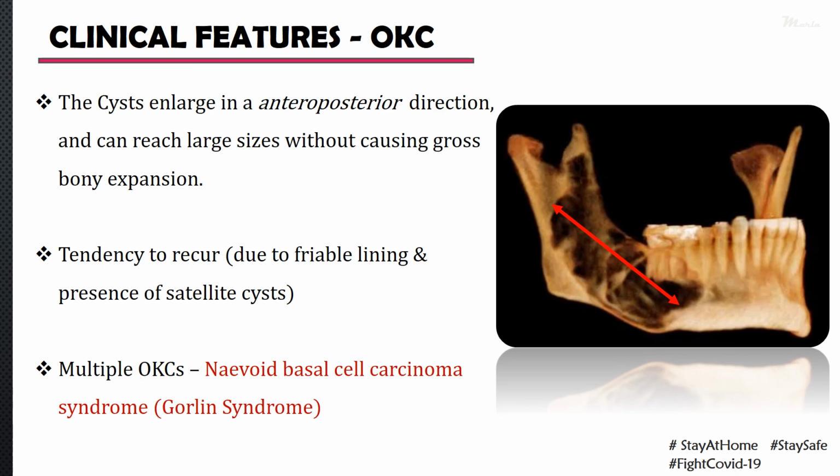The OKCs may also present as a part of a syndrome which is known as nevoid basal cell carcinoma syndrome or Gorlin syndrome. This syndrome is characterized by the presence of multiple odontogenic keratocysts.